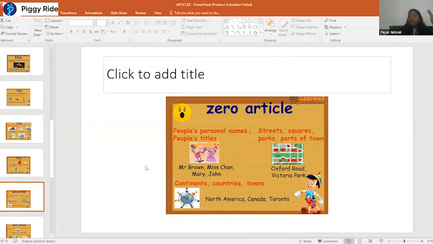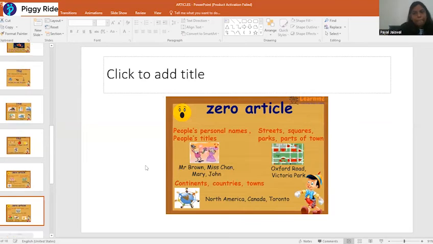Now, in front of continents, countries, and towns, don't put any article. Zero article will be applicable, like North America, Canada, Toronto, India. We never say "the India is good" or "the Toronto is a good place". No, Toronto is a good place to visit. Canada is a beautiful place, okay? So, my dear kiddos, remember these parts where we are not supposed to put any article. Zero articles will be there, okay?